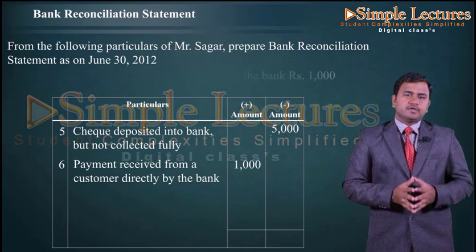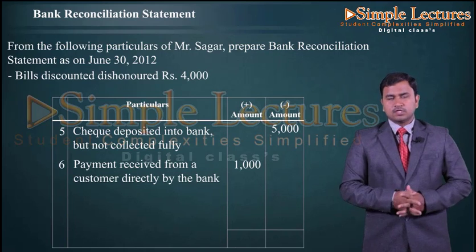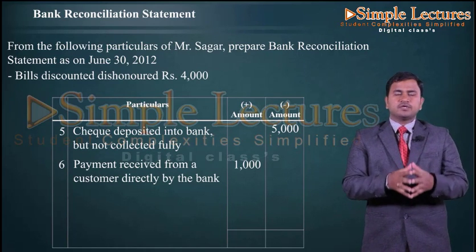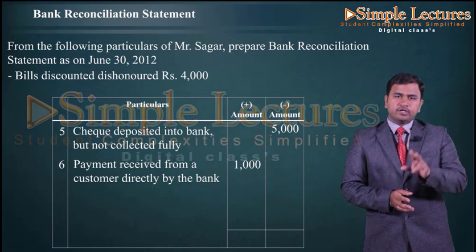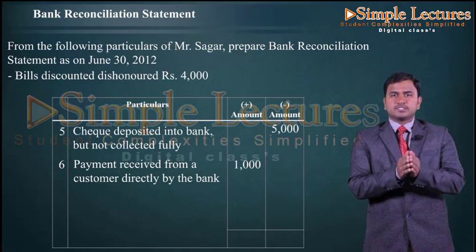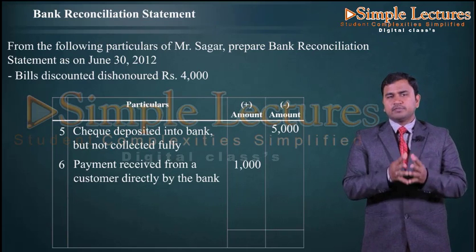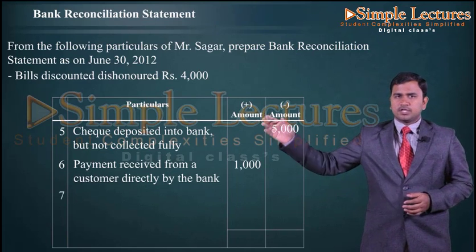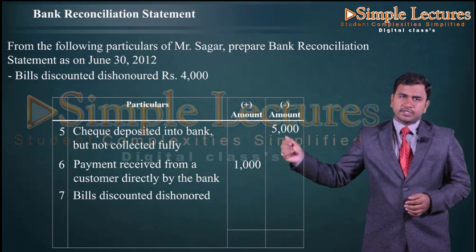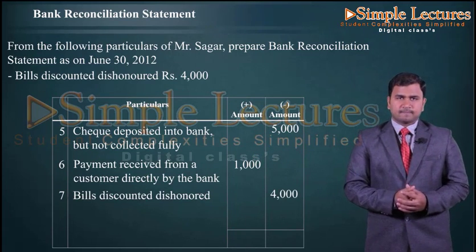Then we have bills discounted dishonored rupees 4,000. So the organization have discounted the bill from the bank, where 4,000 rupees we have added in the cash book. When it is dishonored, this 4,000 rupees we have to deduct because the bill was dishonored. So serial number 7, bill discounted dishonored, in the negative amount column 4,000.